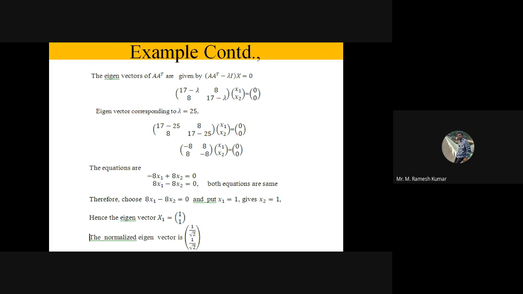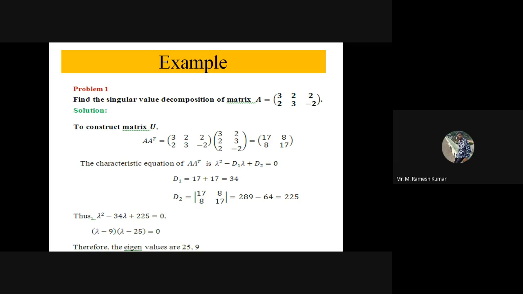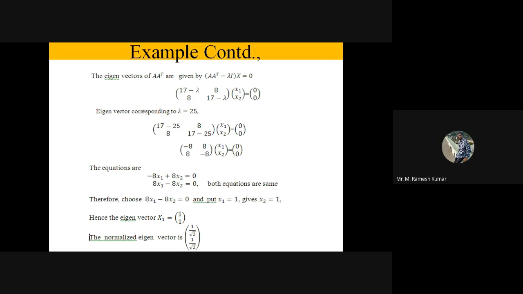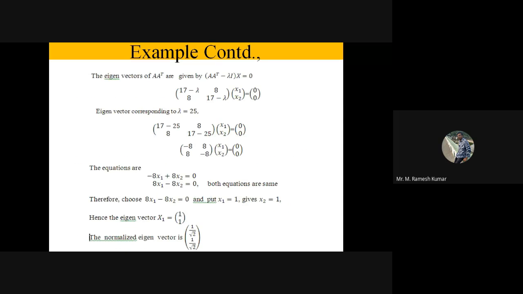To find the second eigenvector, the given matrix, I mean A transpose, is a symmetric matrix, right? See here, symmetric matrix. With respect to the diagonal, all the elements are equal. If you change row into column, column into row, both are the same. So it is a symmetric matrix. So if the matrix is symmetric, then the eigenvectors are orthogonal to each other. So x1 equal to 1 by root 2, that is 1, 1.